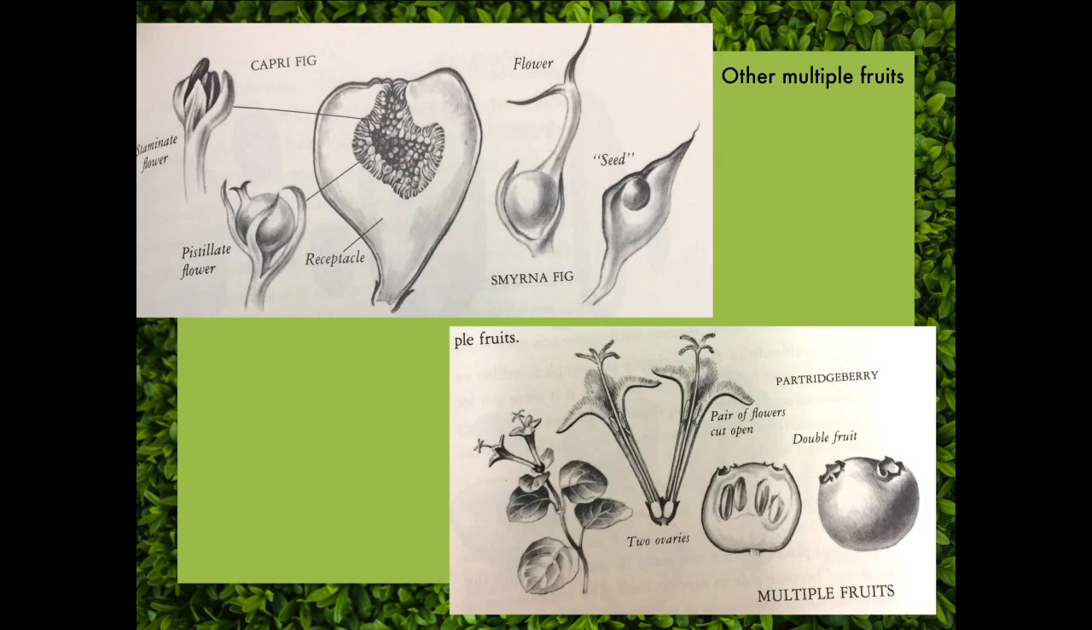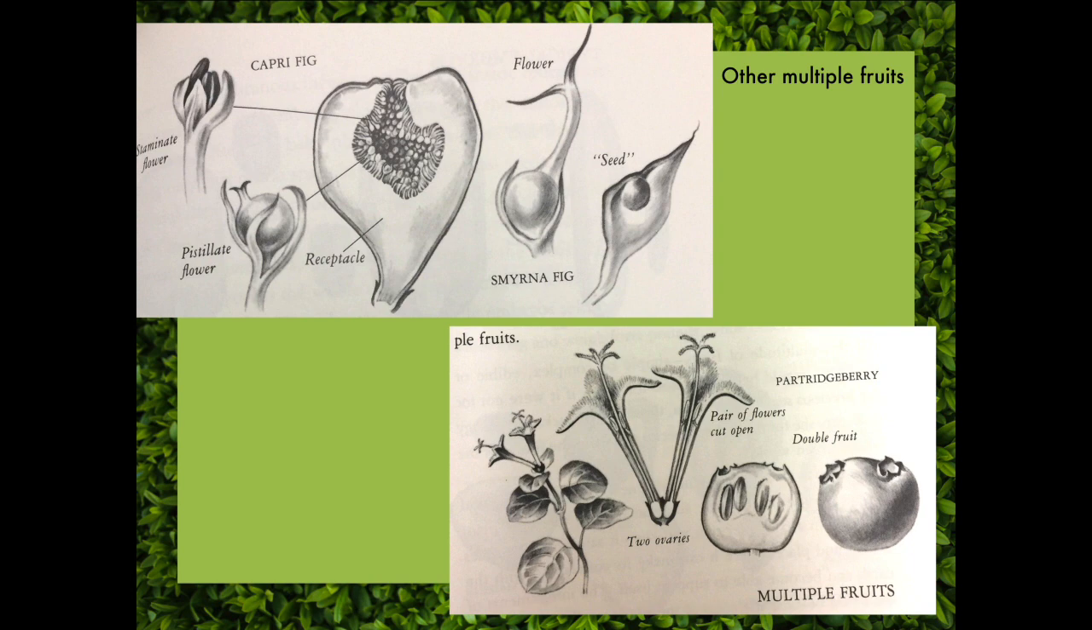Other examples of multiple fruits include things like figs that you might find and like to eat. Partridge berry is actually a multiple fruit that we have growing around here in the southeast, which has a bright red berry. Partridge berry grows in the understory. Frequently you find it on the forest floor as a trailing vine. And you might find the red berries that are the fruits of the partridge berry.